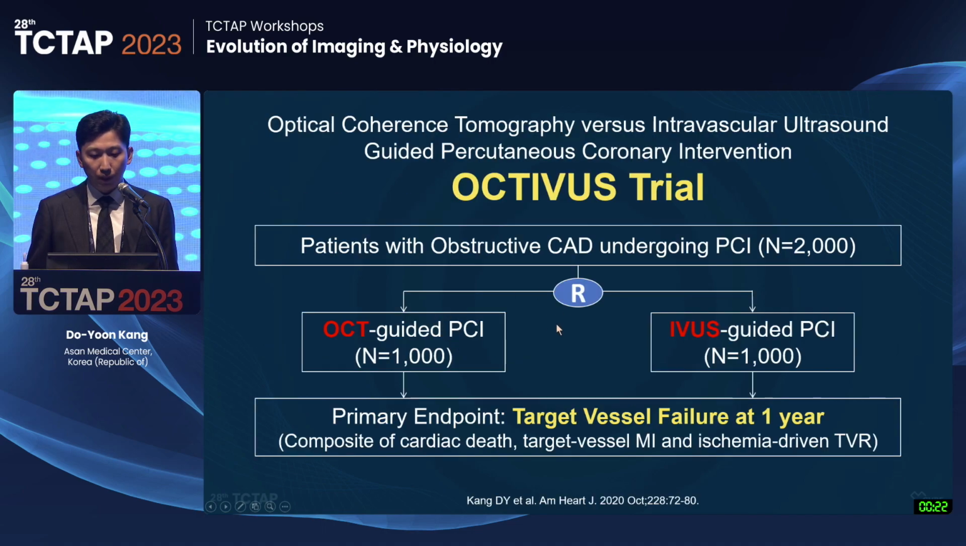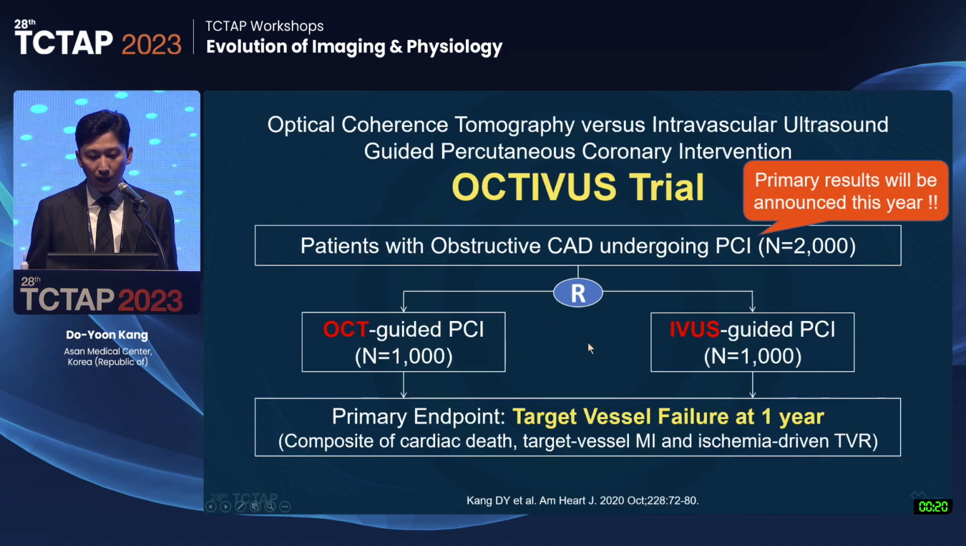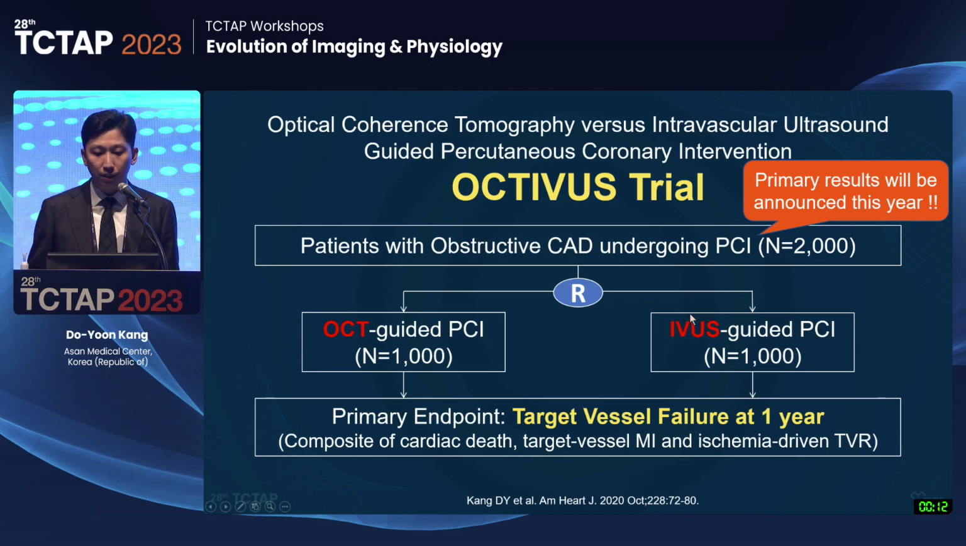So we performed the all-comer PCI OCTIVUS trial, comparing 2,000 patients, 1,000 versus 1,000, in all-comer PCI, and the primary result will be announced this year.